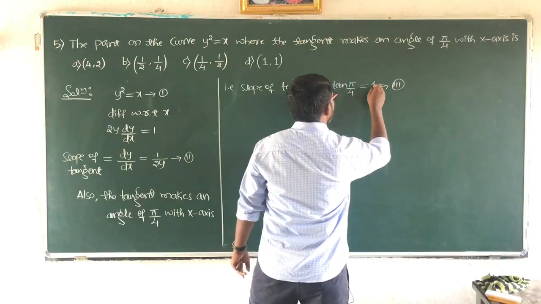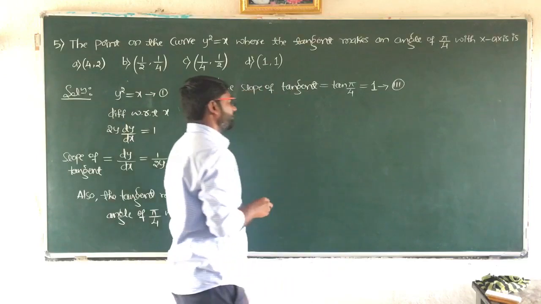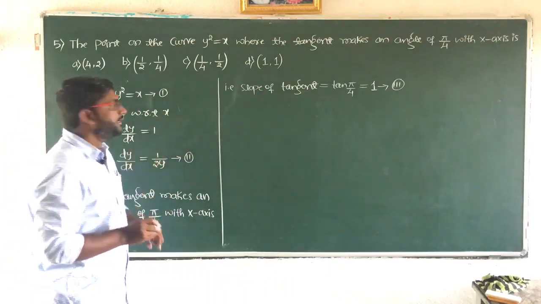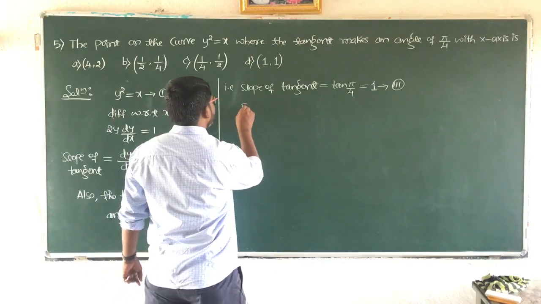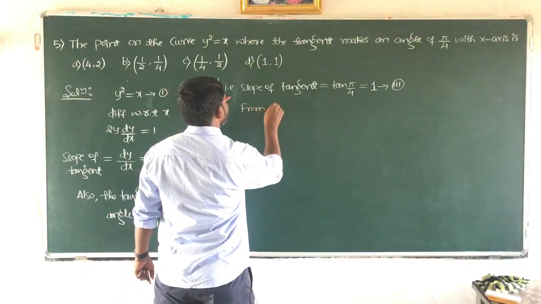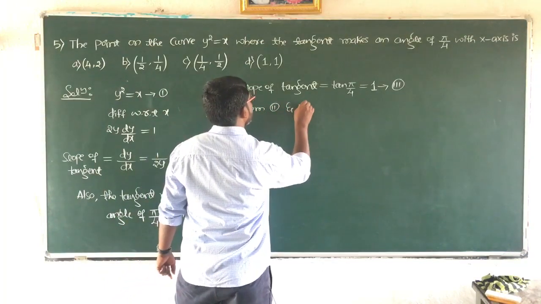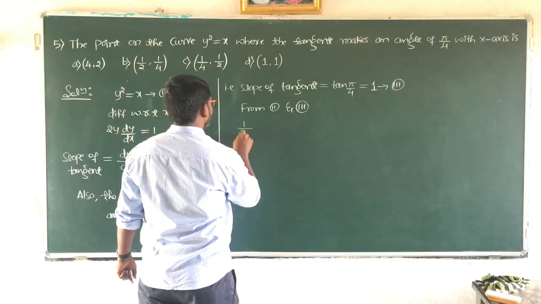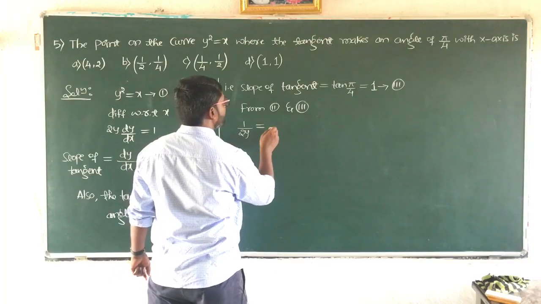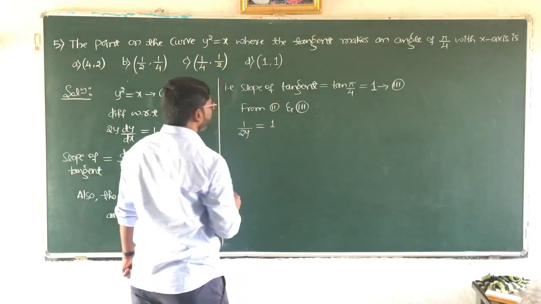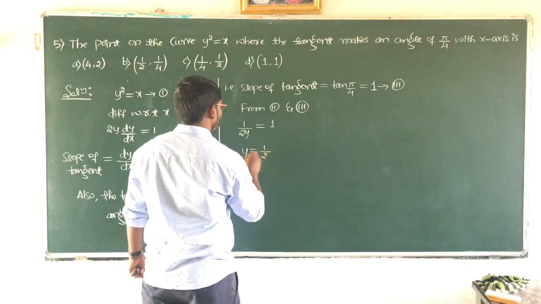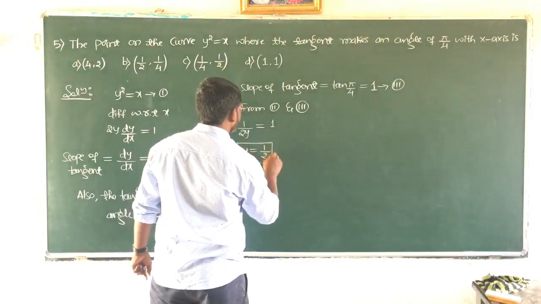So, now equate 2 and 3. See here, equation 2 is also slope of tangent, equation 3 is also slope of tangent. So, from 2 and 3, what do we get now? 1 by 2y is equal to 1. So, now this can be written as y is equal to 1 by 2. We have got the value of y.